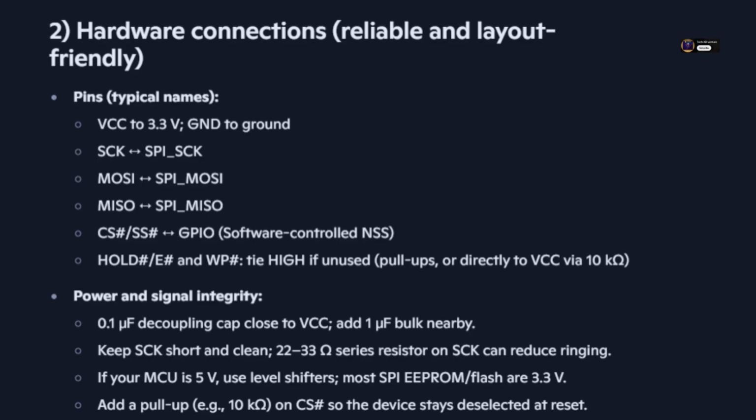Yeah. And if your microcontroller runs at, say, 5 volts and your flash is 3.3 volts, which is common, you absolutely must use level shifters between them. Otherwise, poof, you could damage something. And finally, a pull-up resistor, maybe 10K ohms, on the chip select line is a really good idea. It keeps the chip deselected during microcontroller boot up or resets, preventing accidental commands. Right, those little details can save a lot of headaches.